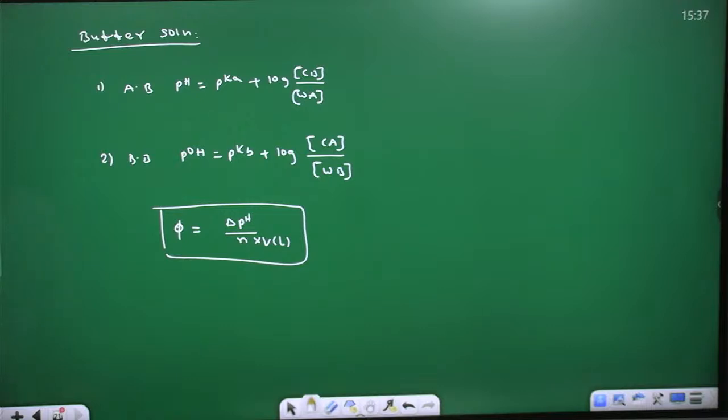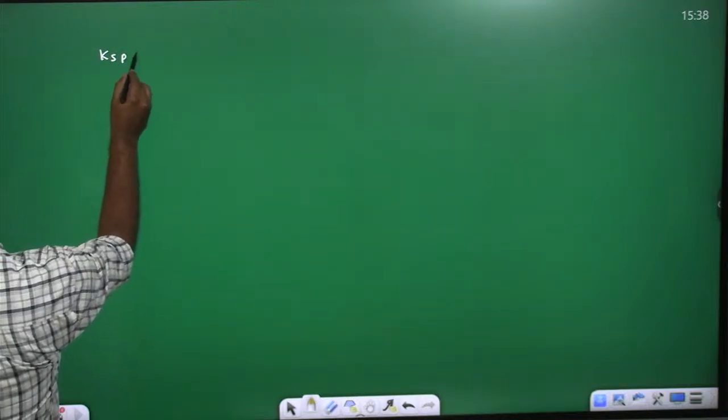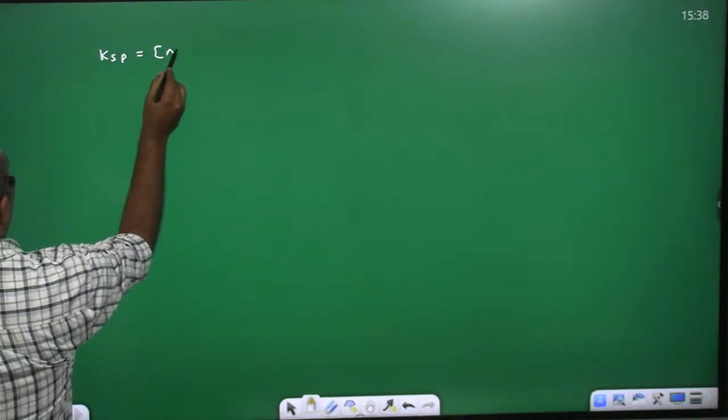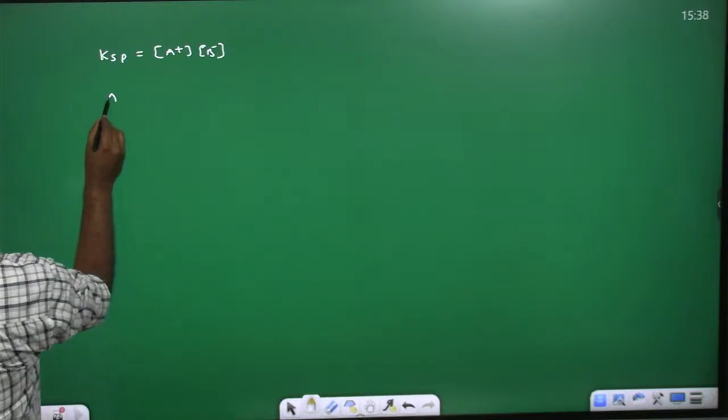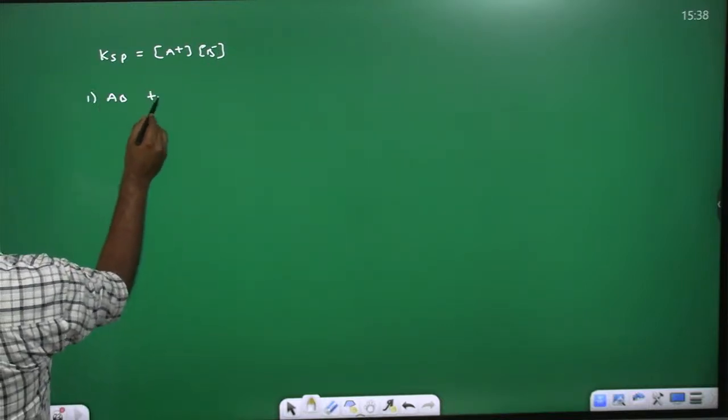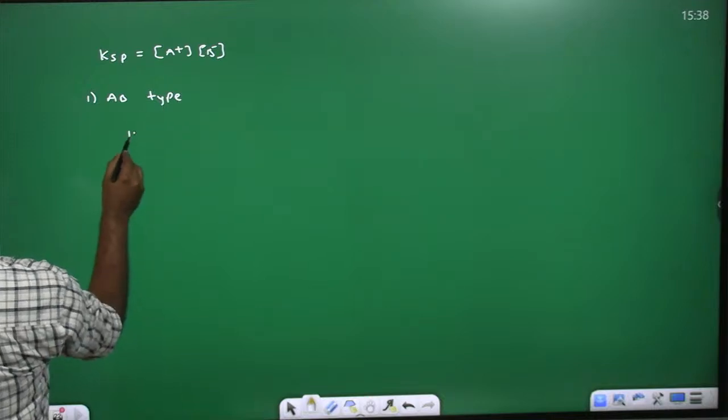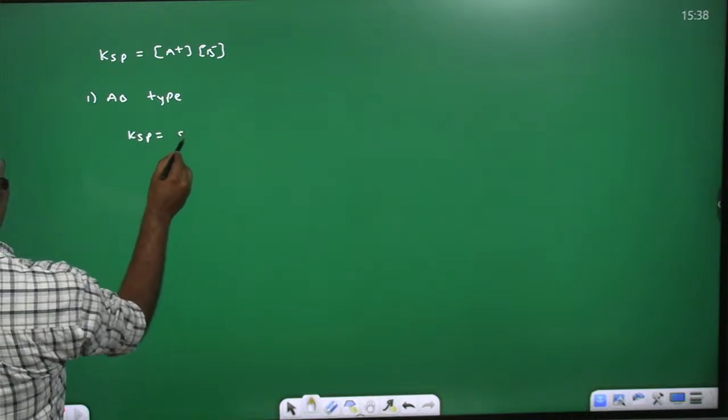Next, solubility and solubility product. So KSP, how do we write? Concentrations of cations and concentrations of anions. AB type means one cation and one anion. KSP equal to what is the formula?